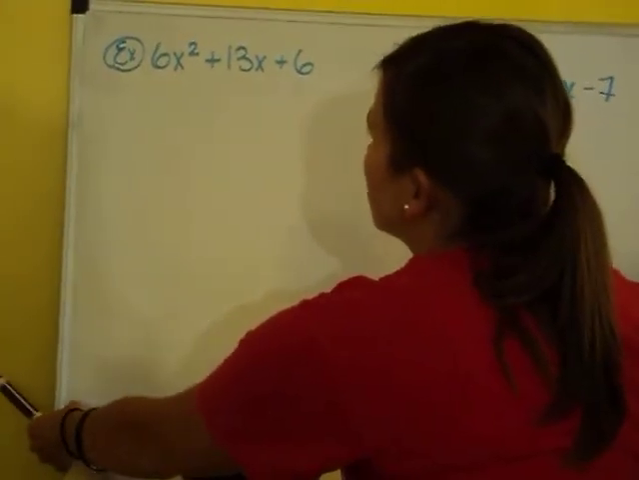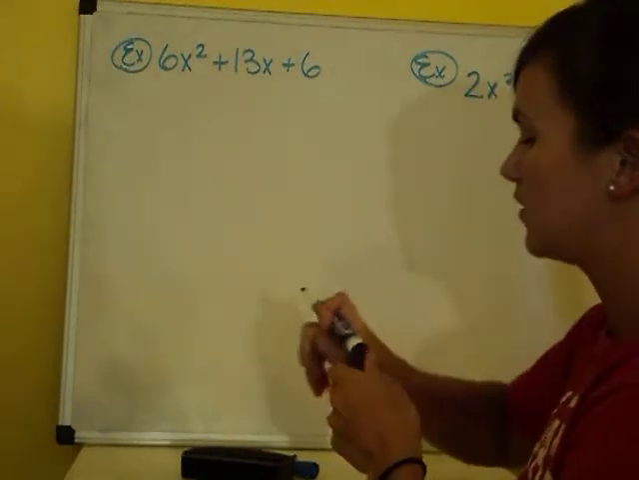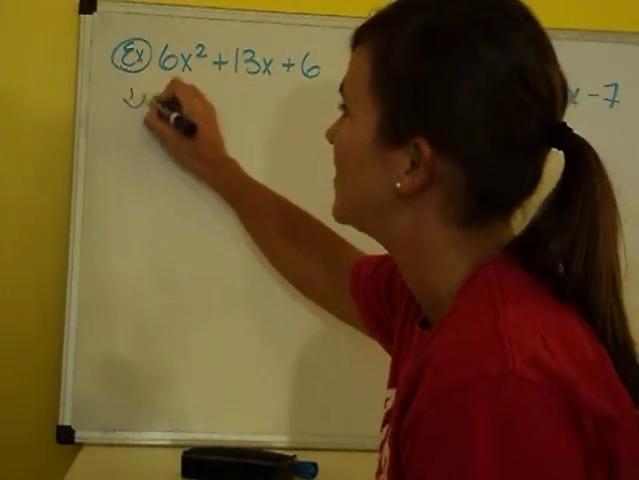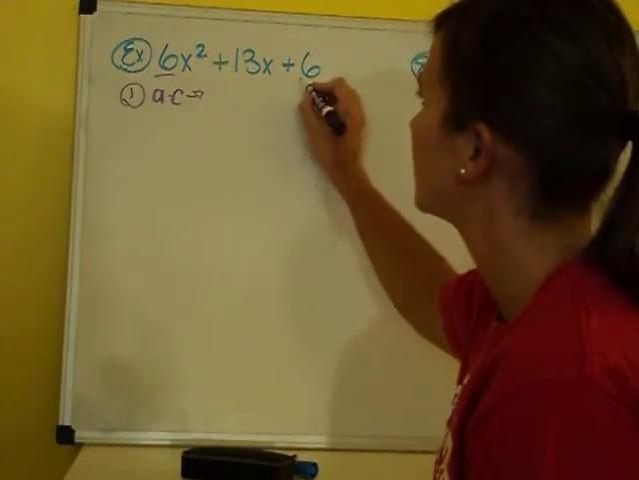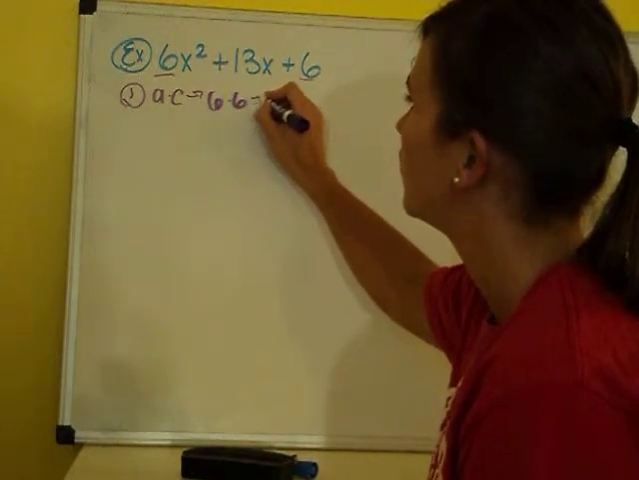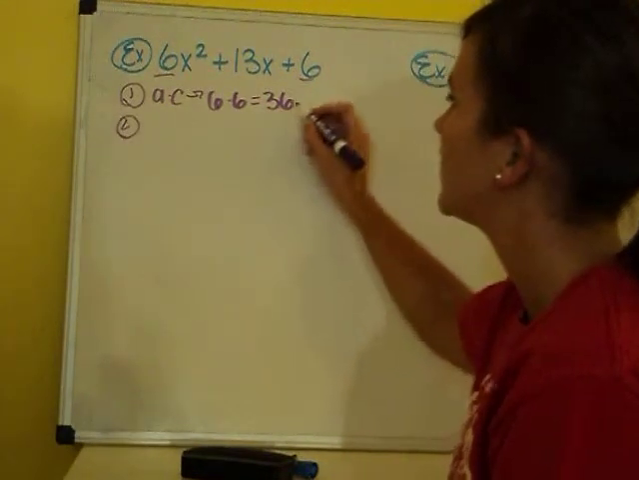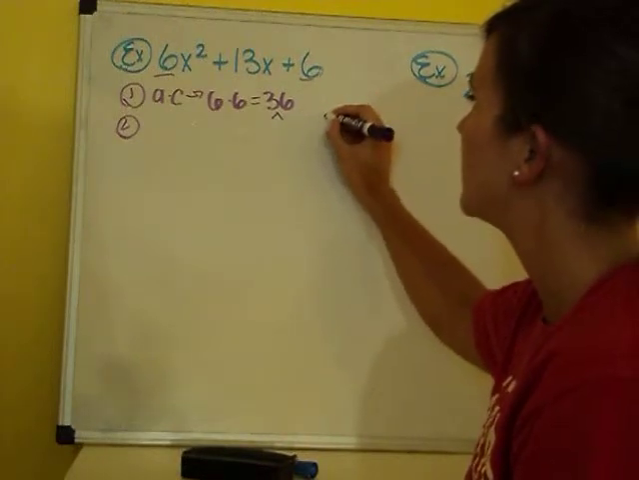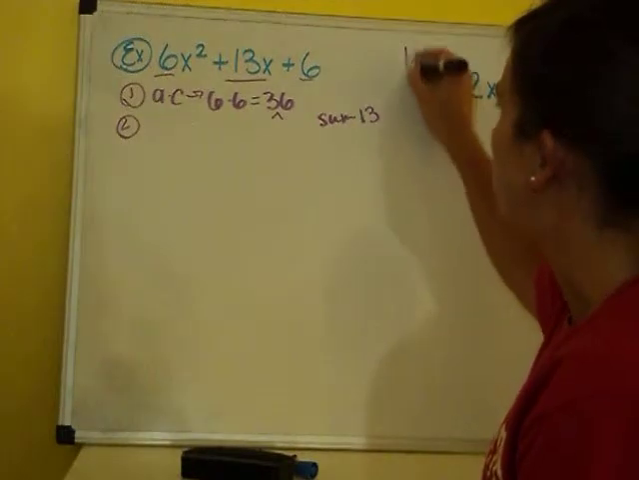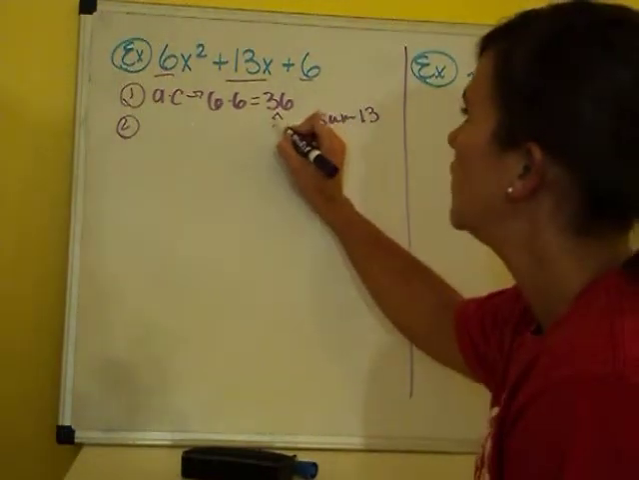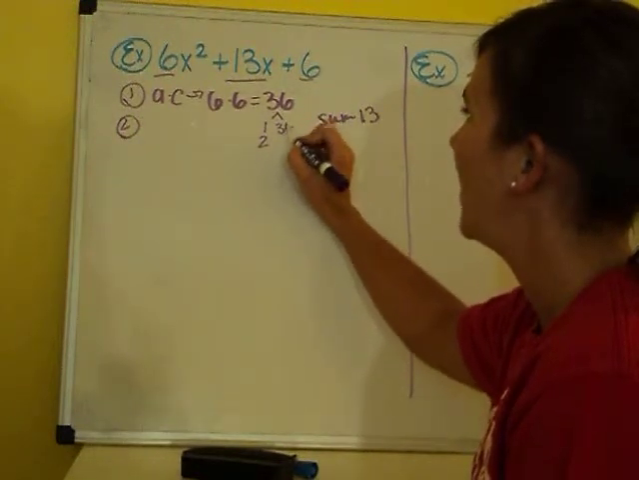Okay. Here I have 6x squared plus 13x plus 6. Okay? Step 1 is I need to calculate my AC. Okay? Which means I'm going to have 6 times 6, which is 36. Okay, step 2 is I'm looking for products of 36 that have a sum of my b, which is 13.